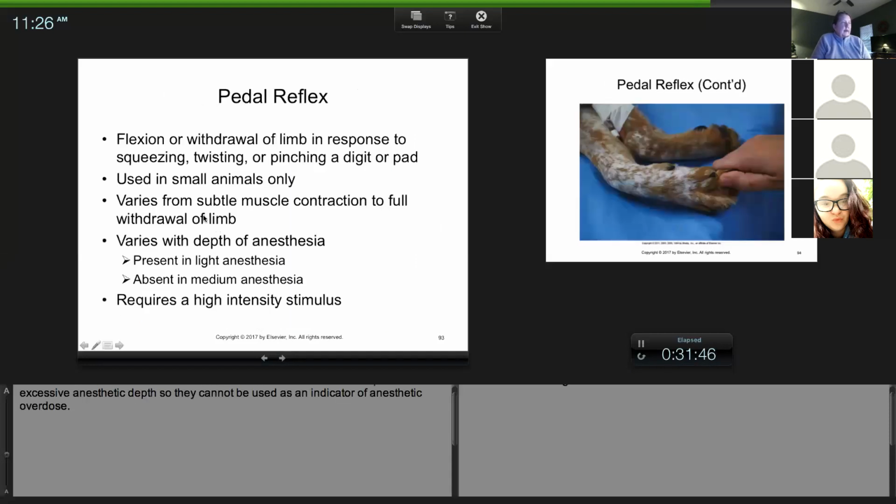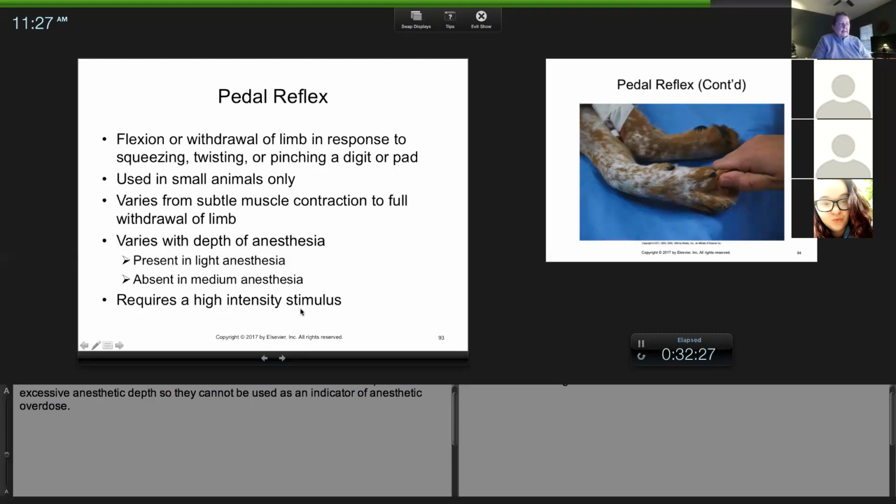Now, a pedal reflex is normally if you pinch a toe, bend a toe, pinch the toe web, you expect the animal to withdraw. So some people will call this the withdrawal reflex. It's really a pedal reflex. This is typically in small animals. You're not typically going to pinch a horse hoof or a cow hoof and things like that. So in dogs and cats, this is good. They should have a little withdrawal when they're first anesthetized. And then when they're in surgical anesthesia, stage 3, this should be gone, because if they can feel you pinch a toe, they're going to feel a surgical blade.